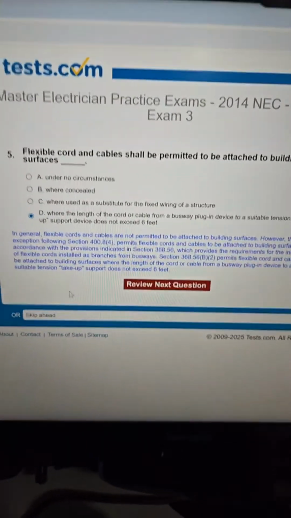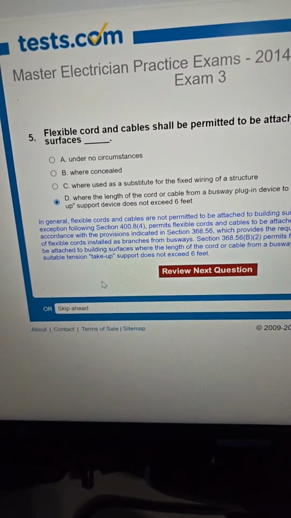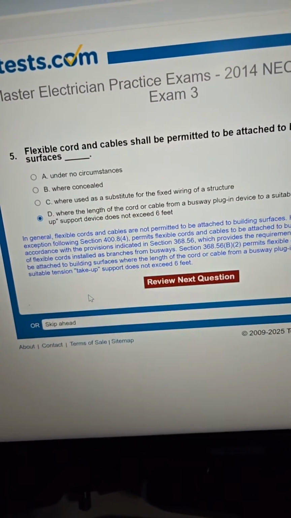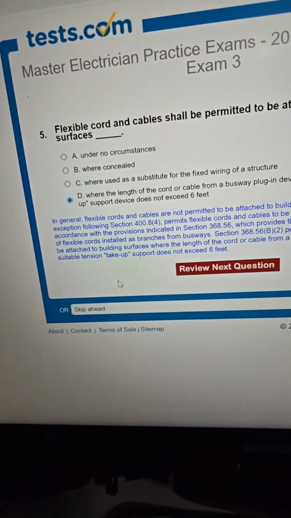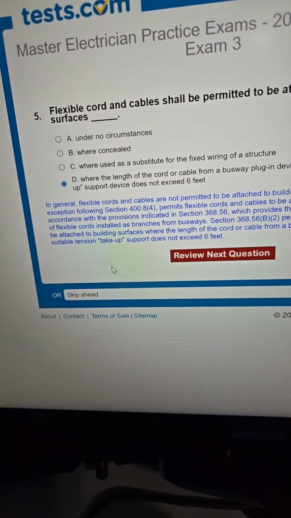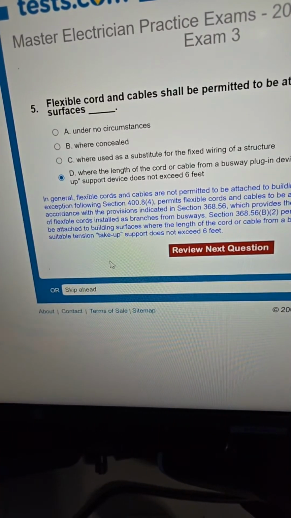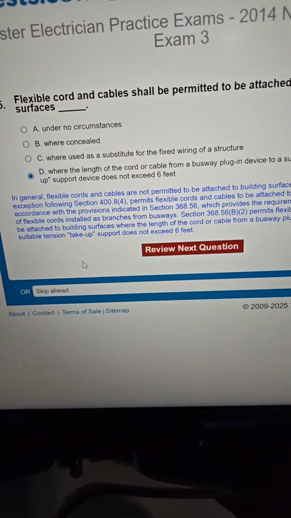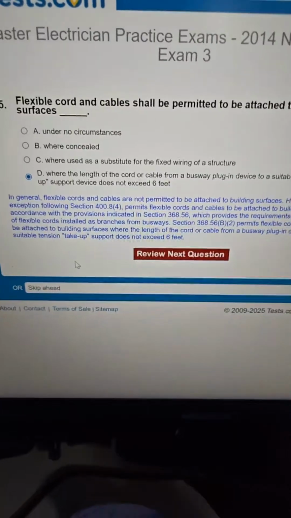Where the length of the cord or cable from a busway plug-in device to a suitable tension take up. So we can do a busway plug-in device. Oh, that actually makes sense for data centers. For data centers to PDUs. That does make sense. Okay, so let me look at this one. The support of the cable does not exceed 6 feet. Okay, good to know.